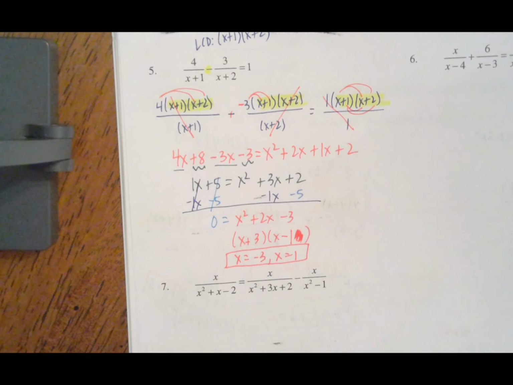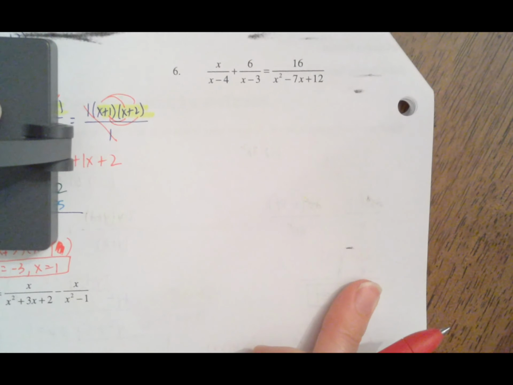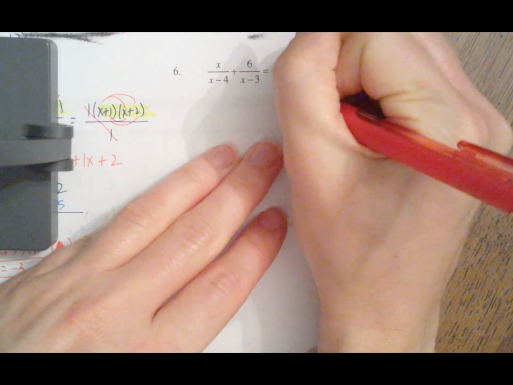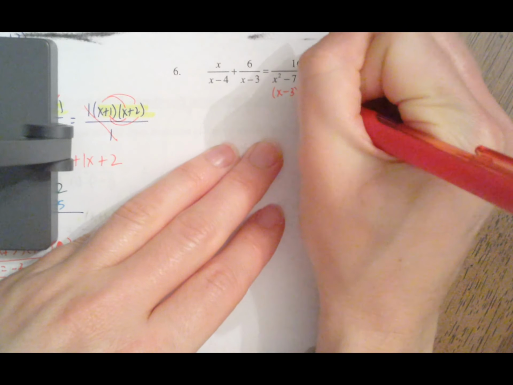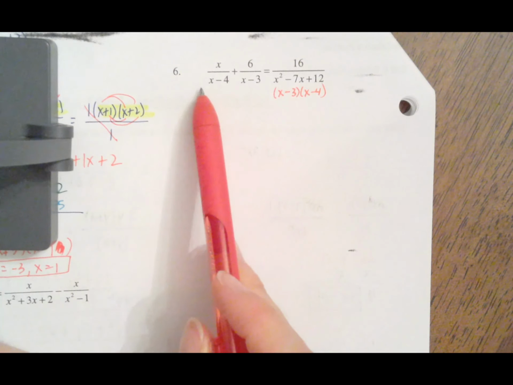Okay. All right, so let's go ahead and take a look at number 6 while we're here, and make sure you factor this denominator. All right, so it's going to factor into x minus 3 and x minus 4, which is good because that's what we had in the other two denominators. All right, so everything's going to need to get multiplied by x minus 3 and x minus 4 up top.